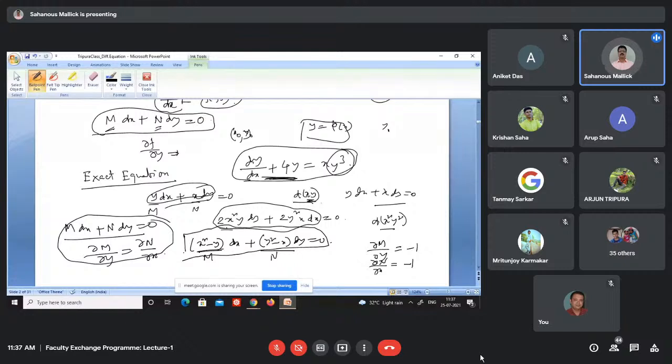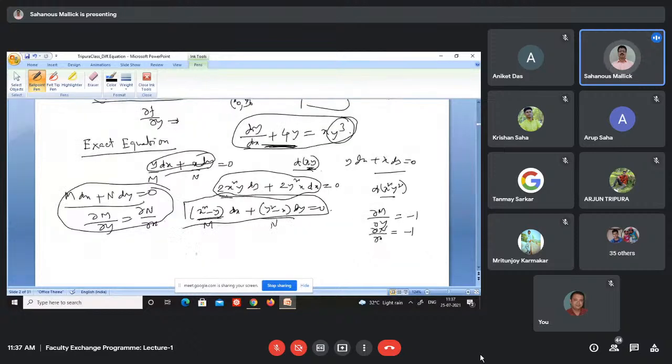Now we come to another important term for studying ordinary differential equations, in fact, the integrating factor.